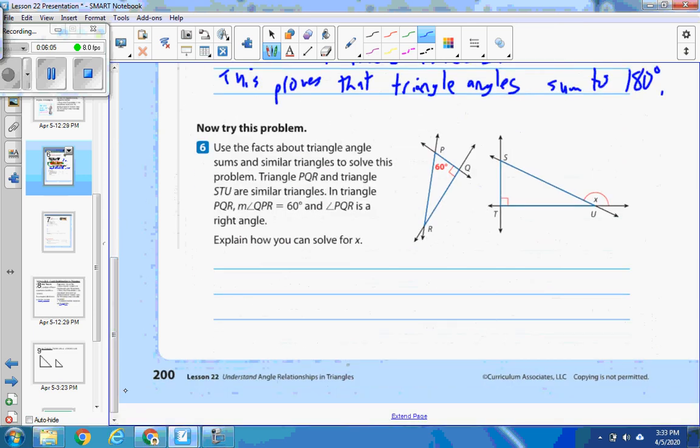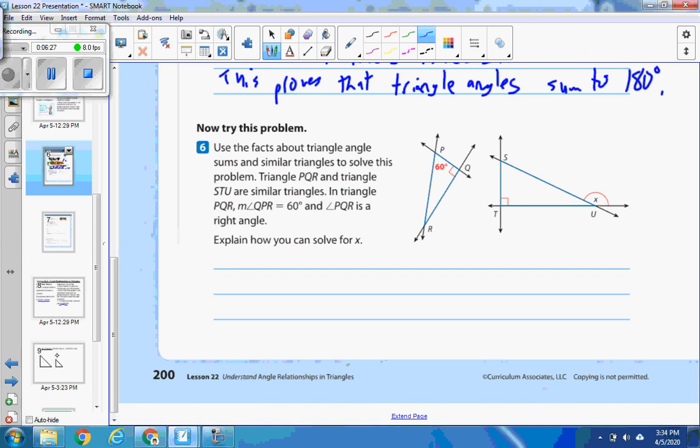Let's go to the bottom of page 200 here. It's number 6. Different example, different triangles here. It says use the facts about triangle angle sums, so we know they add up to 180 degrees on the inside, and similar triangles to solve this problem. Triangle PQR and triangle STU are similar triangles.